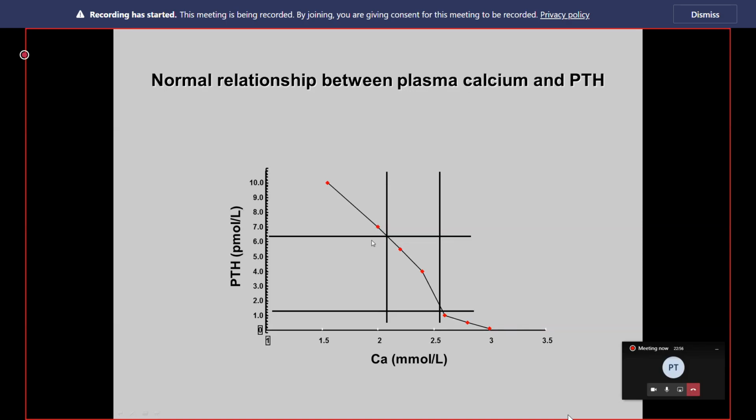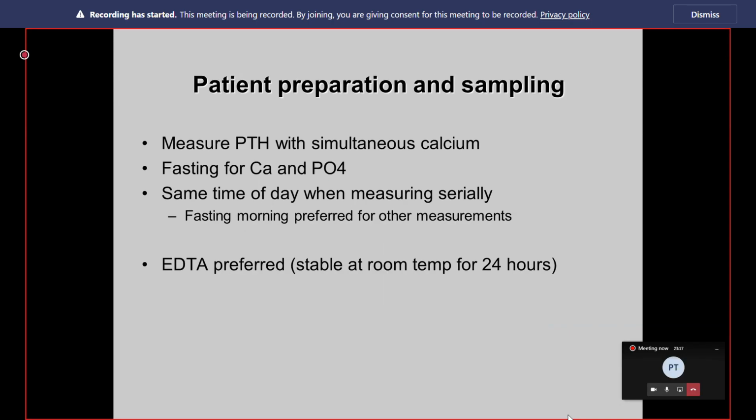And if this is not seen in a patient, then we know there is an anomaly between PTH and calcium. And if the relationship is broken, it generally means that the parathyroid function is abnormal, and I'll show you some examples. Before we come to that, patient preparation and sampling is important for PTH.